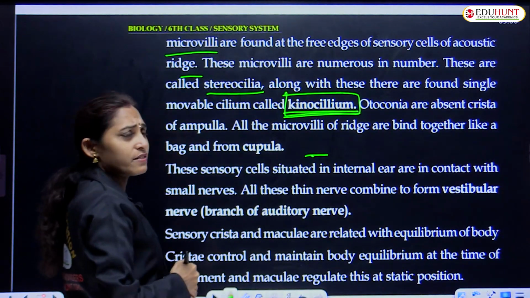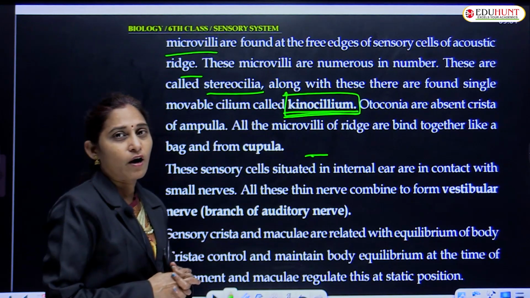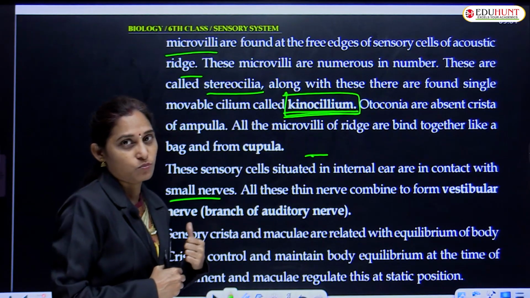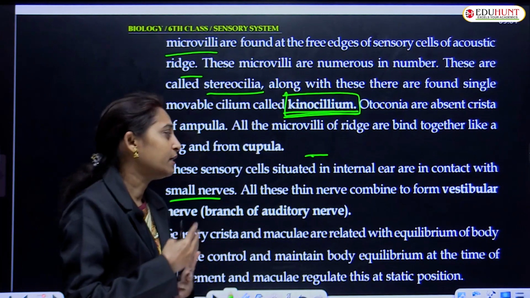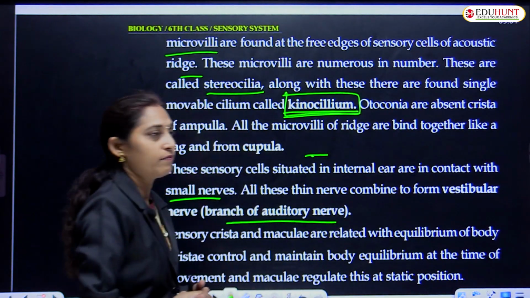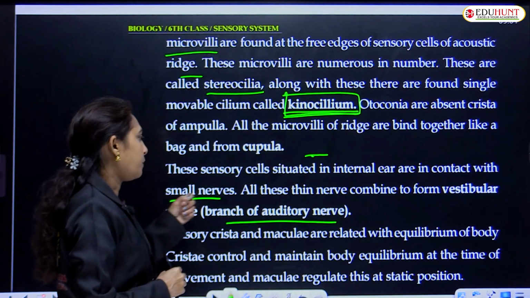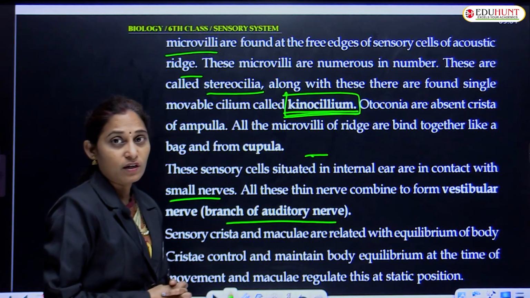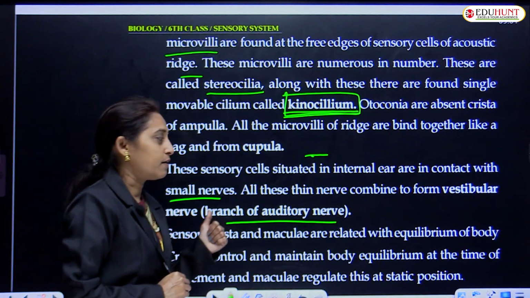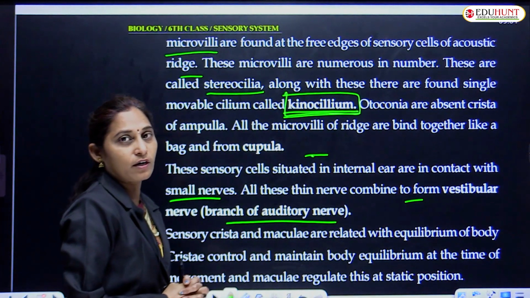And then the sensory cells situated in the internal ear are in contact with small nerve cells, small neurons which are in connection with the brain. The branch of auditory nerve, that is the vestibular nerve, is connected to the sensory cells of the internal ear. Internal ear కి connect అయి ఉన్న nerves, and all these nerves combine to form a vestibular nerve.